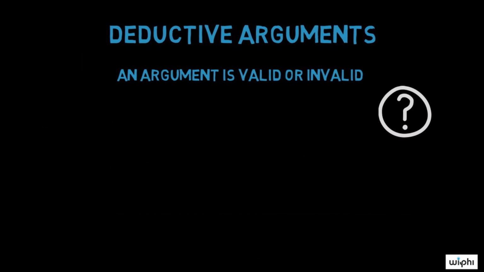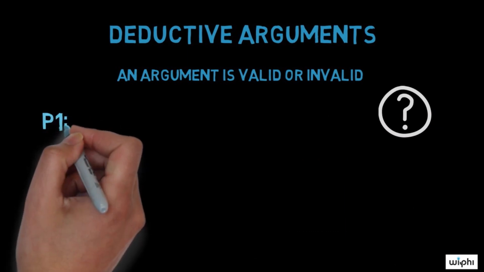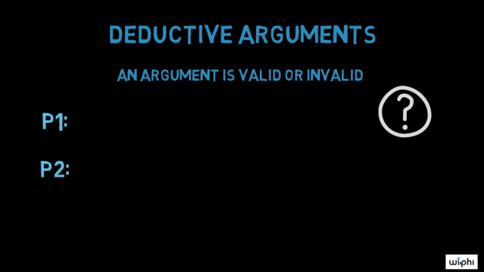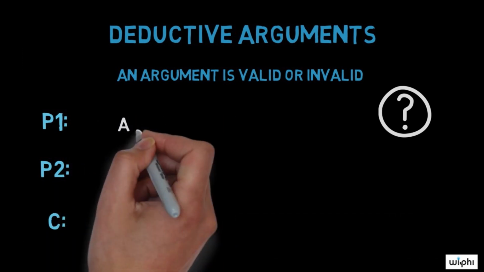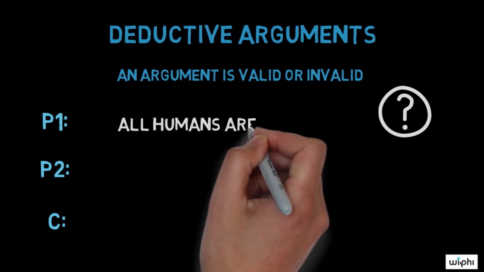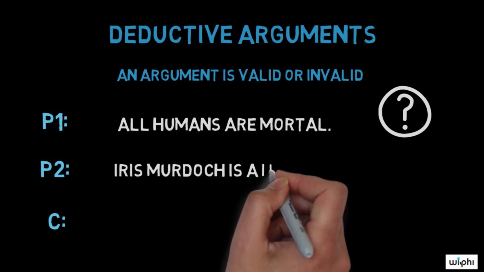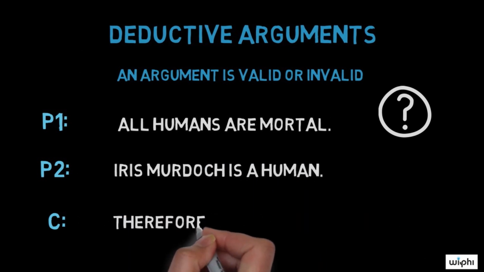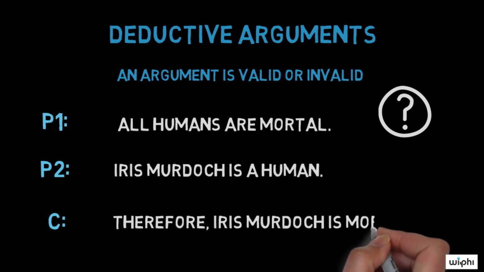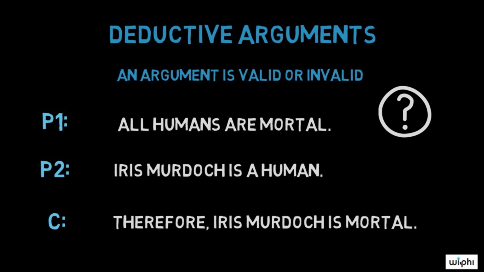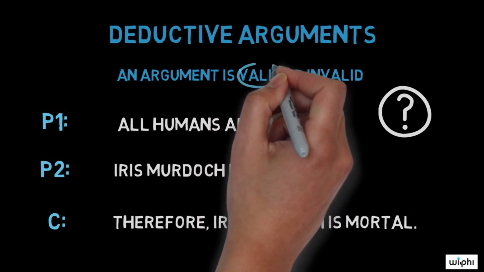So what exactly is a valid argument then? Well, suppose that you make the following argument, and here I'll use P's to stand for premises, and I'll use a C to stand for the conclusion. P1. All humans are mortal. P2. Iris Murdoch is a human. C. Therefore, Iris Murdoch is mortal. Suppose that I say that your argument is valid.